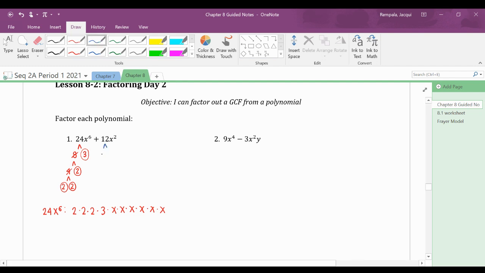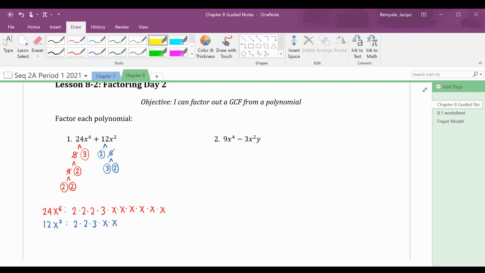There's multiple ways to break down 12. One of them would be 2 times 6. 2 is a prime number, so that gets circled. 6 is 3 times 2, which both of those get circled. We can cross out the 6. That's not important to us. So 12x squared is really 2 times 2 times 3, and then x squared is x times x.